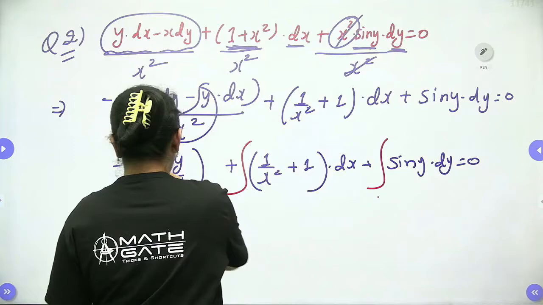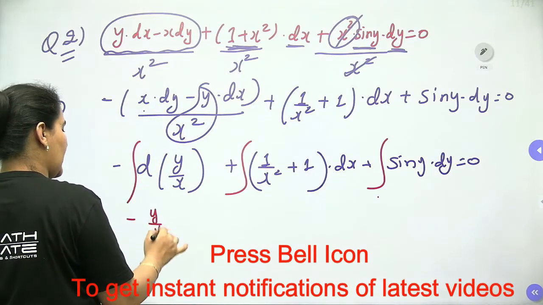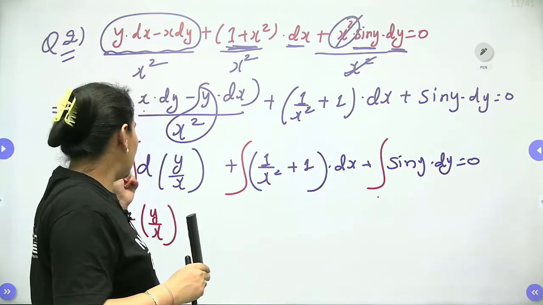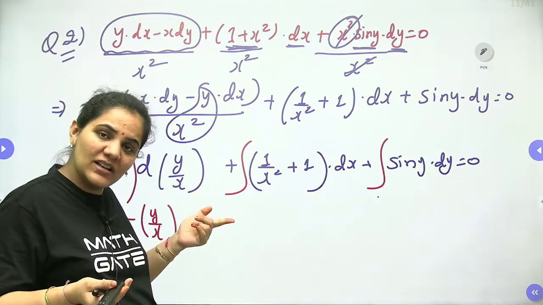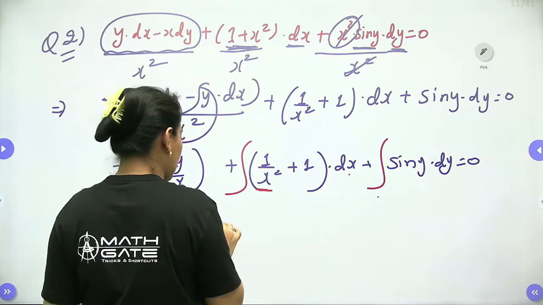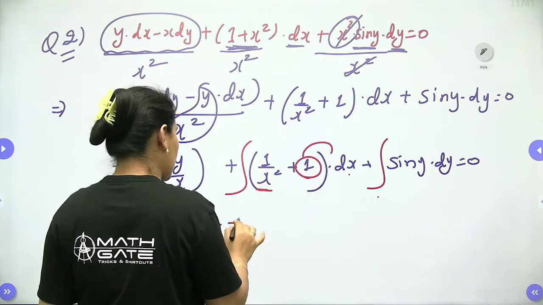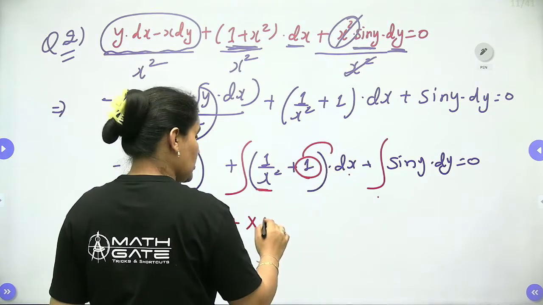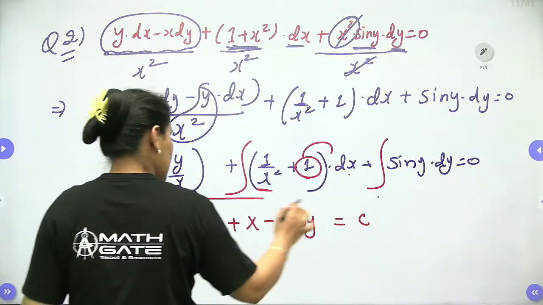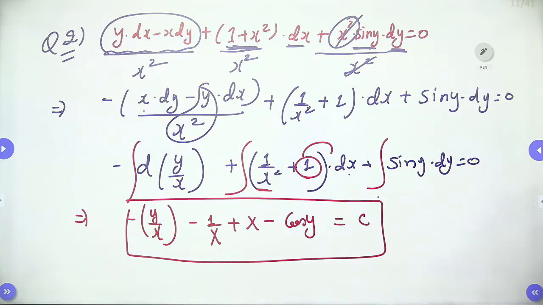We will have sin y, and the other terms. When we integrate this one, we will get minus y by x only, my dear students, because integration and differentiation are opposite things. When integration is applied to the derivative, it cancels out, so we have only y by x. The integration of 1 by x square is minus 1 by x only. The integration of 1 is x only. The integration of sin y is cos y only, and plus c. So this will be my final answer, dear students.